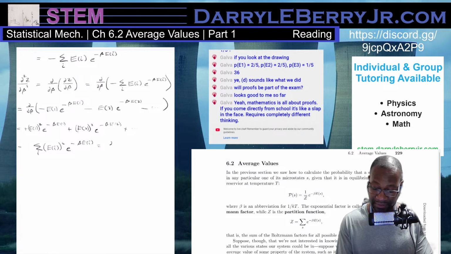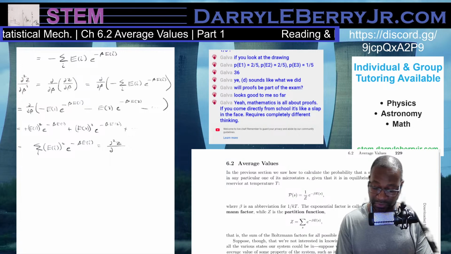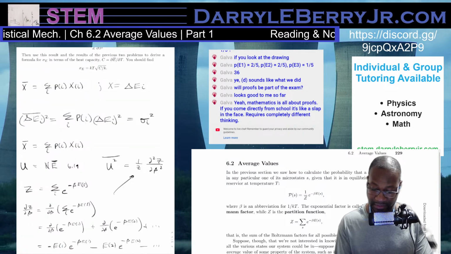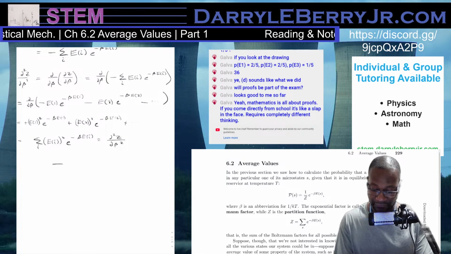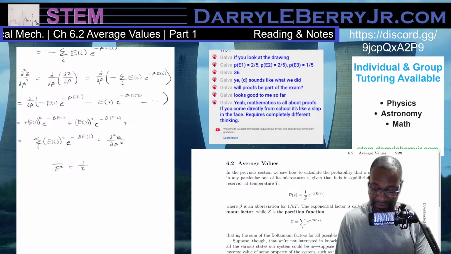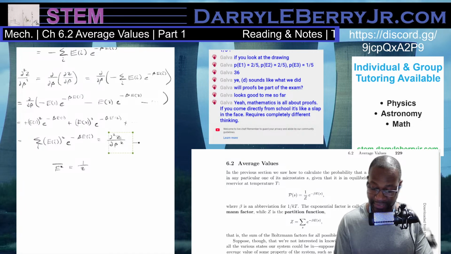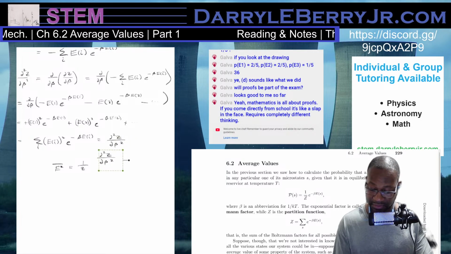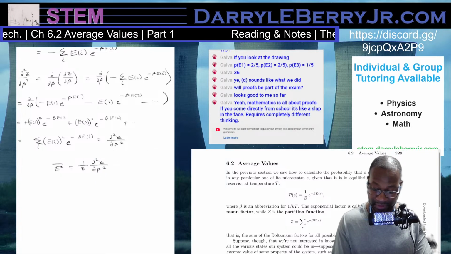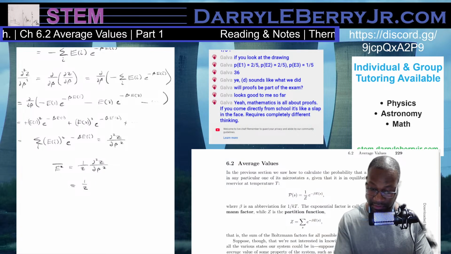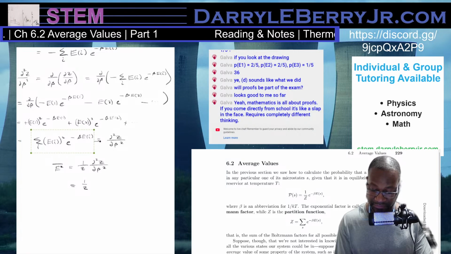And now we have the second partial derivative of Z with respect to beta squared. And what they're saying is that the expected value of the energy squared, I'll just have to divide this by the partition function and put that there. So they're saying that this equals 1 over Z times this summation.